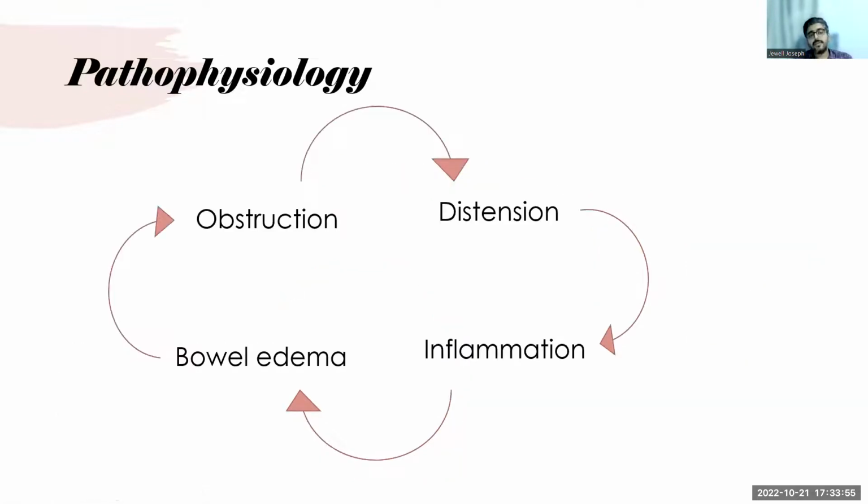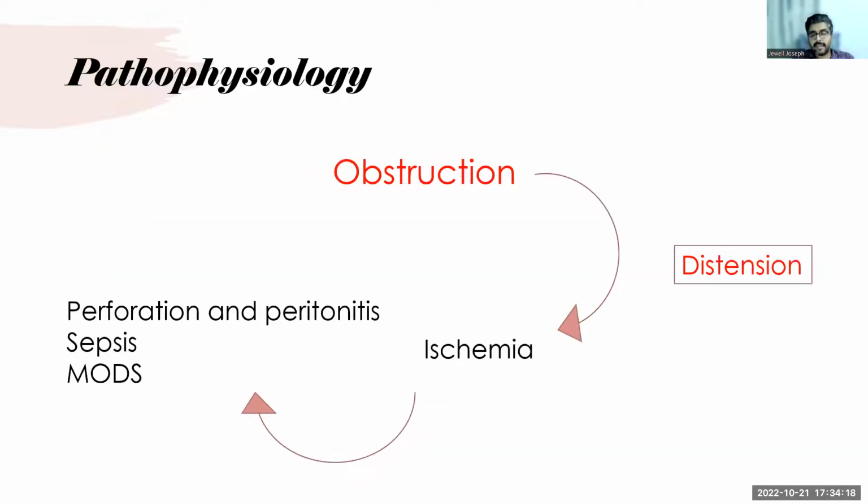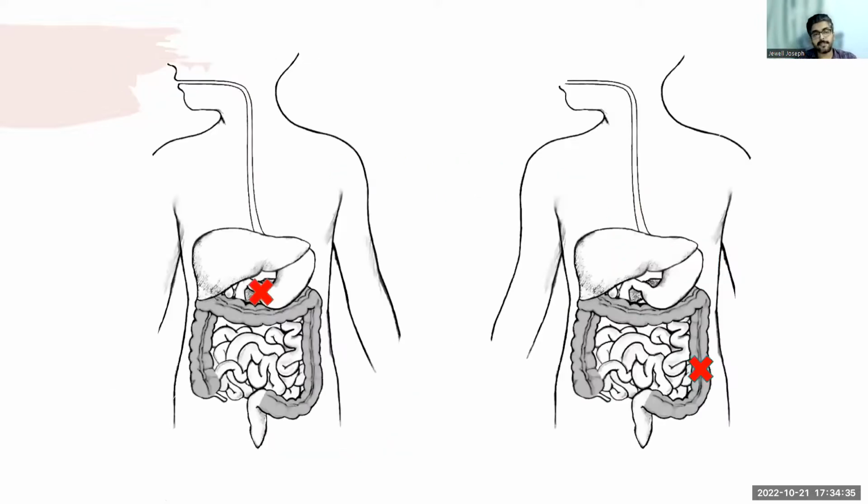As this goes on, this obstruction and distension happens, and finally there will be inflammation. When there is inflammation, there will be edema, bowel edema. There will be decreased blood supply to the bowel, and there will be stretching of the bowel, which causes stretching of blood vessels. All these things will happen. There will be distension, inflammation, and bowel edema. And when the edema goes on for a long time, it will eventually go into ischemia, and finally into necrosis, which results in perforation and peritonitis, sepsis, and multi-organ dysfunction. So that is the basic pathophysiology and natural history of bowel obstruction.